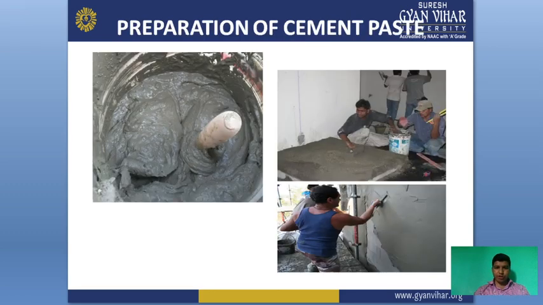This is the preparation of cement paste. First we mix the cement paste with sand, as shown in the figure. And second, how we place the cement paste with the help of a tool. And the third is how we place the cement paste on a wall for a smooth finish, durability, and good strength for our wall.